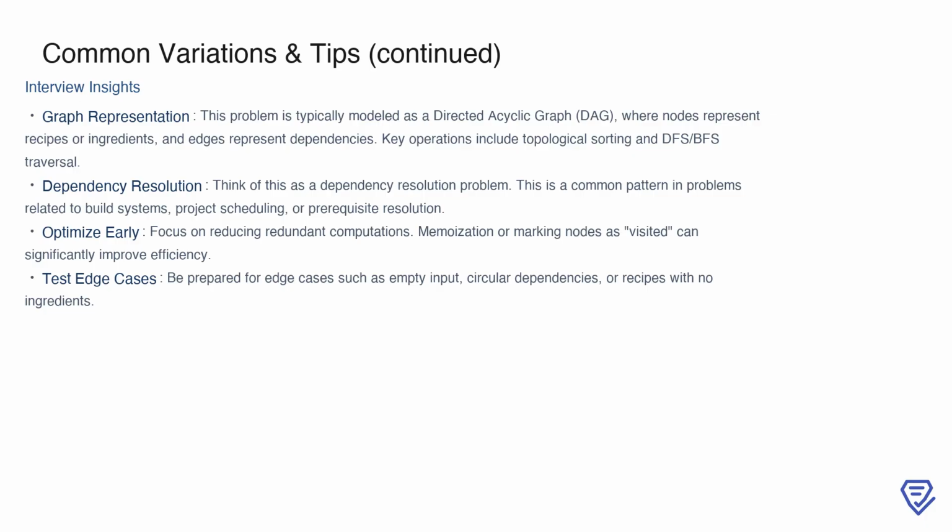during traversal. Lastly, always be prepared for edge cases. For example, you might encounter empty input, recipes with no ingredients, or graphs with circular dependencies. Being able to handle these scenarios gracefully is crucial for writing robust solutions.